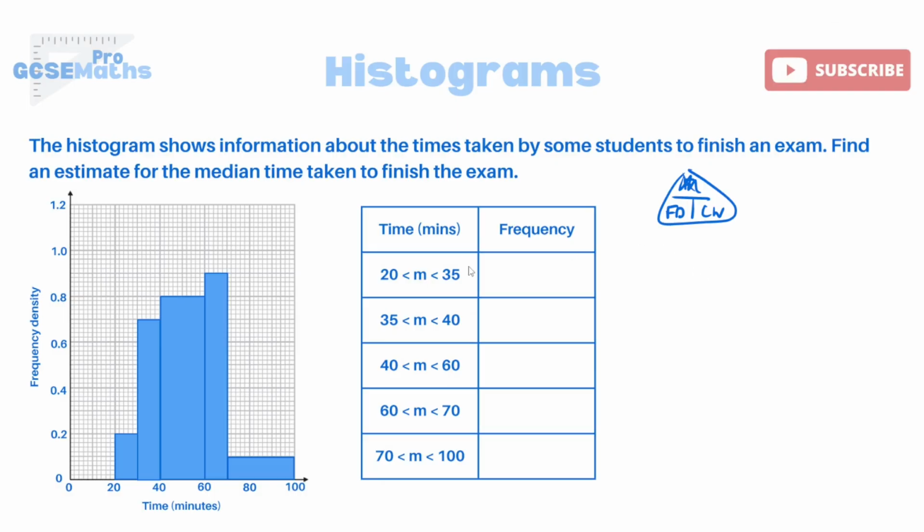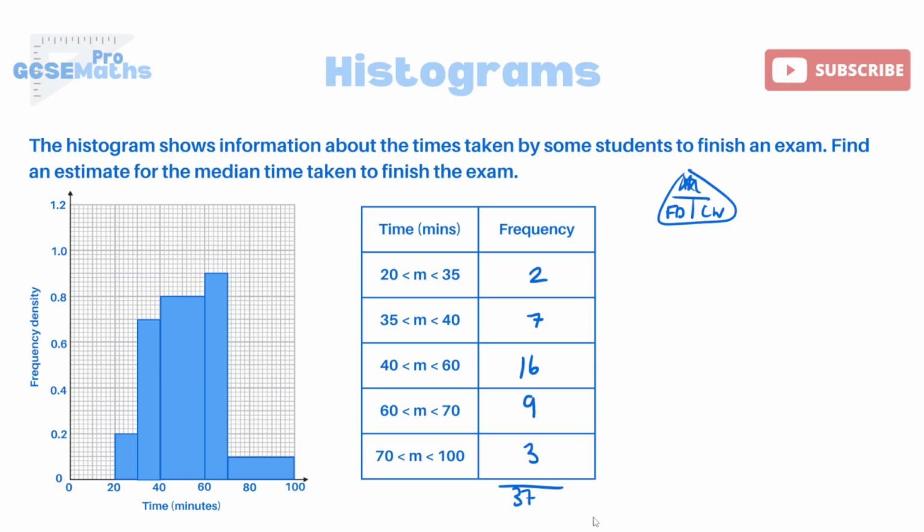Now we're trying to find the frequency, right? So crossing that out, I'm going to multiply together the x and the y axis. So for the first one, we've got 0.2 times 10, which is 2. Then we've got 0.7 times 10, 7. Then we've got 0.8 times 20, so 16, 0.9 times 10, so 9, and finally 0.1 times 30, which is 3.